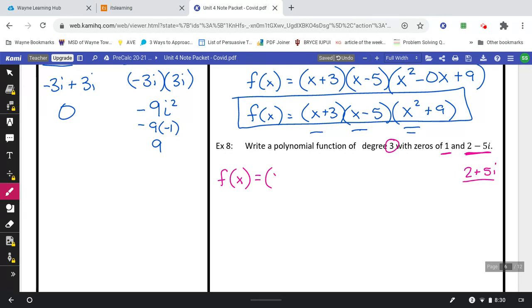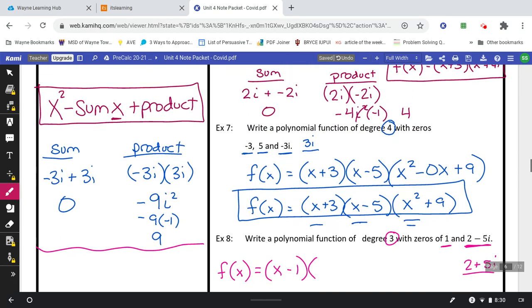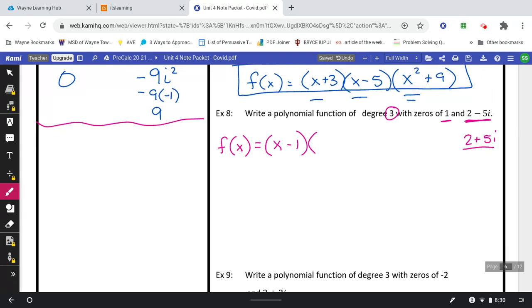You can start with the x minus 1. And then this next part, remember, you can't put the i's directly into the parentheses. So what we're going to do is just come off to the side here, use our shortcut, this x squared minus sum x plus product. So we're just going to find both of those. I'm going to do 2 minus 5i and 2 plus 5i. And I'm just going to add that like we used to do in elementary school.